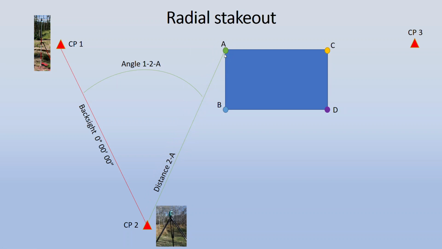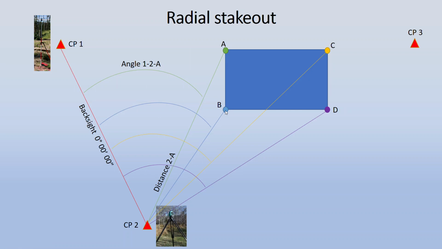And that process is simply repeated for all of the individual points that need to be staked out on a job site. Point number B is going to have its own angle and its own distance. Point number C is going to have its corresponding angle and distance, and point number D. And all of these measurements are radiating out from control point 2, which is why we call it radial stakeout.